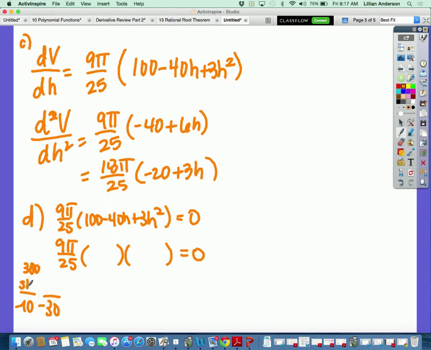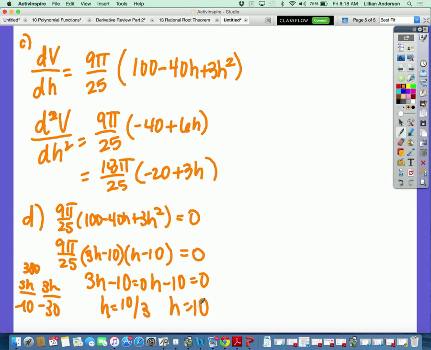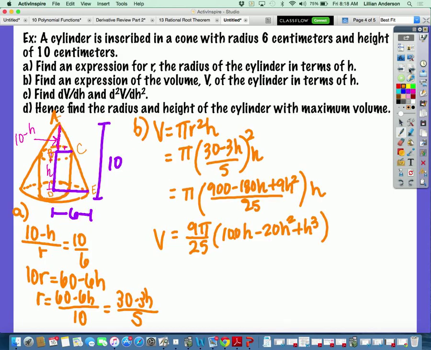On top, you're going to put a 3h, and you're going to simplify, so you have basically a 3h minus 10 and an h minus 10. You're going to set both of those factors equal to 0 to solve. So h equals 10 over 3, or h equals 10. Since you have two values here, you definitely want to test, because we're looking for the value that will maximize my volume.